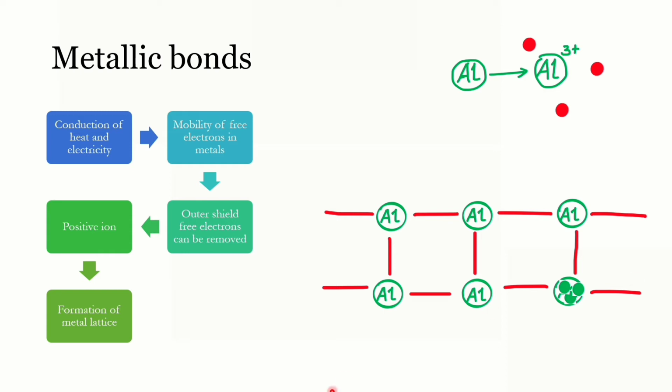So here is this aluminum forming a metal lattice. So this aluminium has 3 free electrons which will be lost or released, thereby making it a stable structure. So this is what a metallic bond is about.